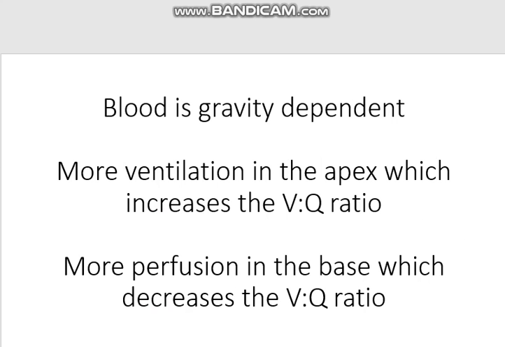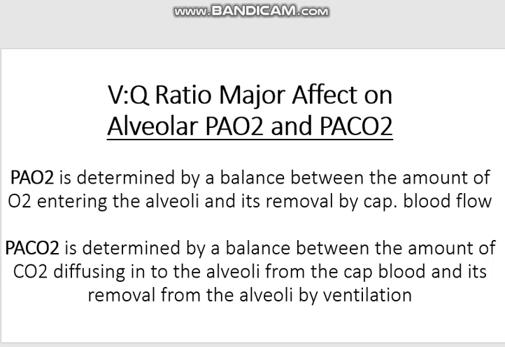Blood is gravity dependent. Because of this, more ventilation happens in the apex, which increases the VQ ratio, and more perfusion happens in the base, which decreases the VQ ratio. The VQ ratio's major effect is on alveolar PaO2 and PaCO2.